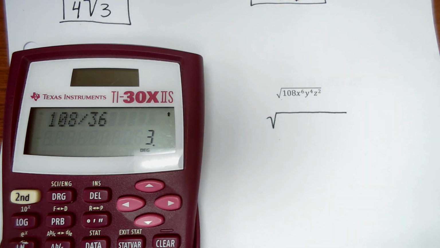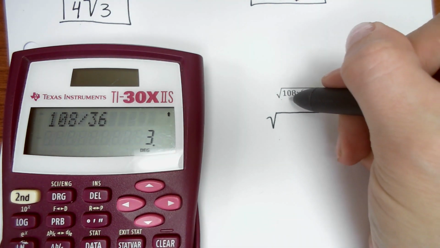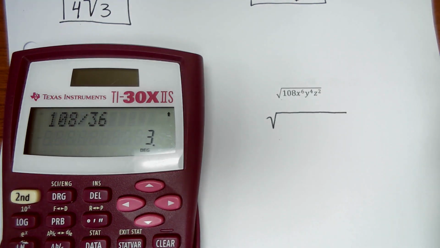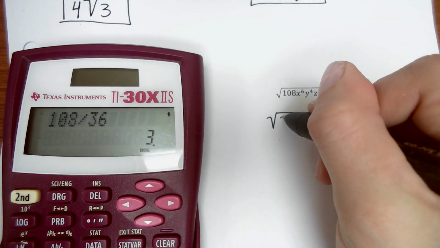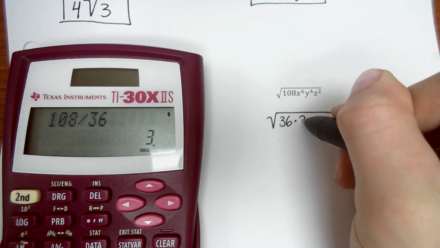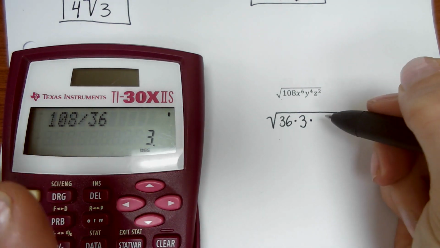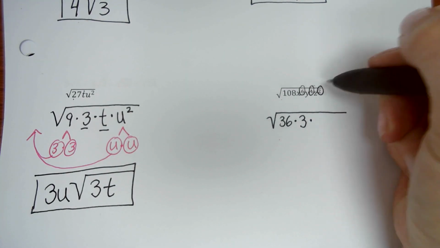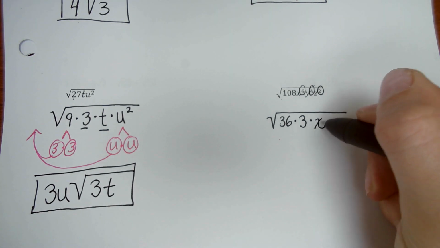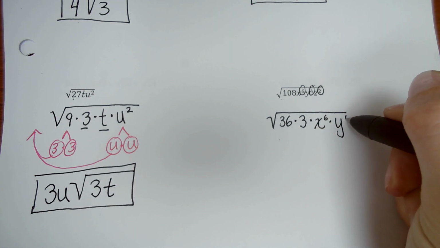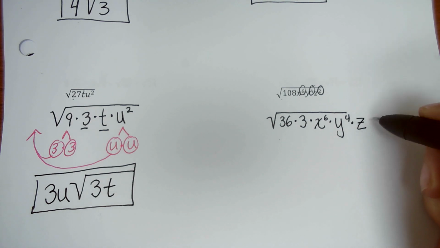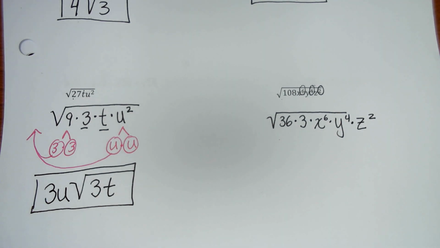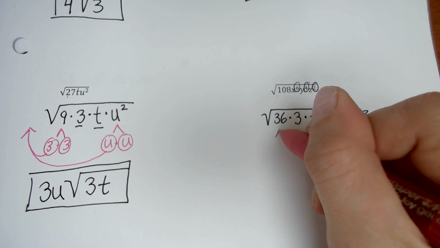So I can go through my perfect square factors and multiply them out, see if I get to my product, and if so, that's the factor I want to use. So 36 times 3, and then we have some larger exponents now. So this will be x to the 6th, y to the 4th, z squared. Now for this, I already know what to do with 36.